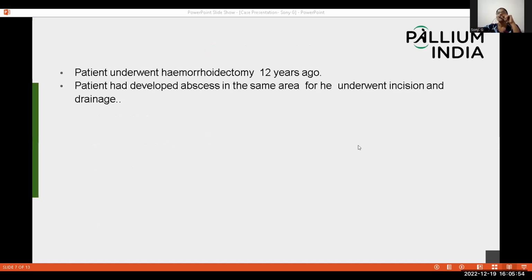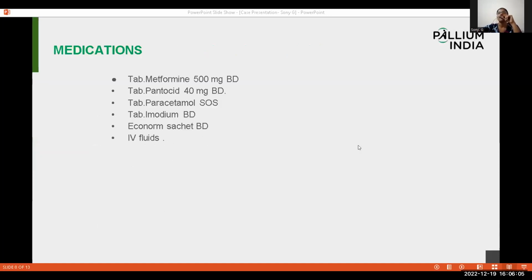Past surgical history: patient underwent hemorrhoidectomy 12 years ago. Patient had developed abscess in the same area before he underwent incision and drainage. Medication: tab metformin 500 mg BD for diabetes, tab pandrosit 40 mg, tab paracetamol SOS, tab Imodium, Econom sachet, IV fluids.